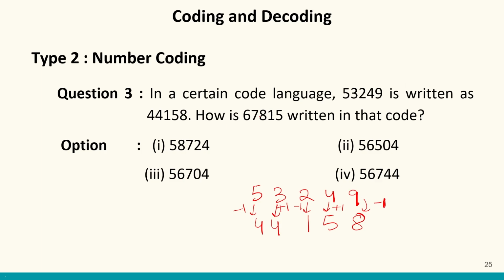So this is the logic that we'll follow for 67815 as well. Minus 1 will give us 5. Plus 1 will give us 8. Minus 1 will give us 7. Plus 1 will give us 2. And minus 1 will give us 4. So our answer will be 58724, which is option number 1.